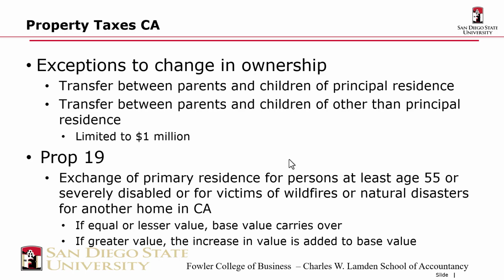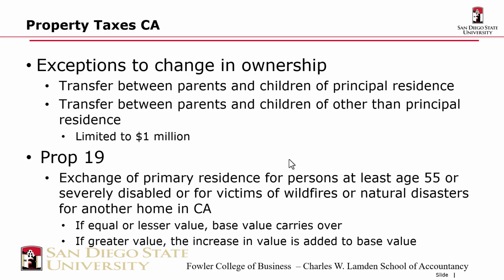And basically it says any exchange of a primary residence for someone who's age 55 or older, or severely disabled, or they're being chased out of their home due to a wildfire or natural disaster. If they move into another home in California, if the value of that new home is of equal or lesser value than the value of their old home, then that Prop 13 base value just carries over.